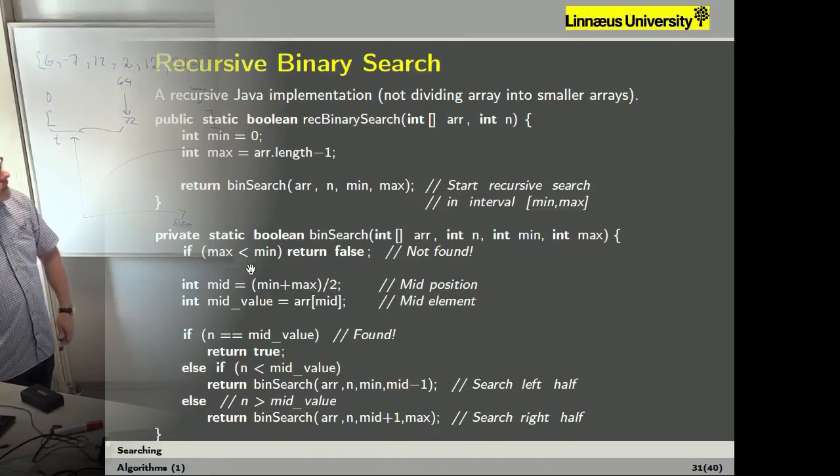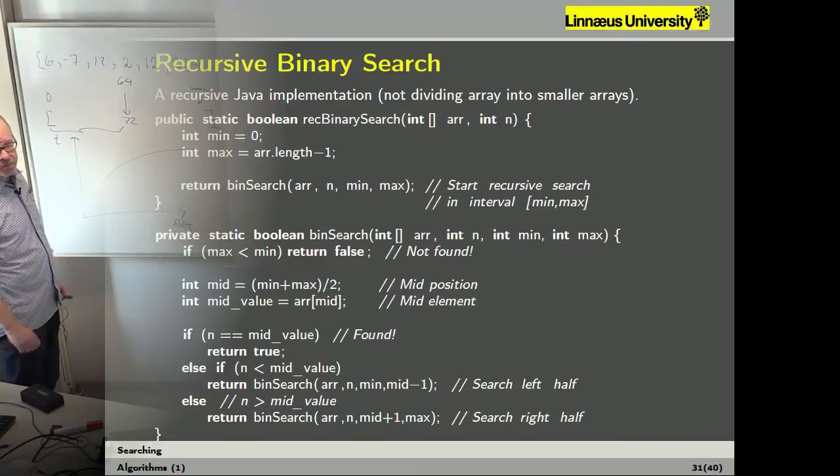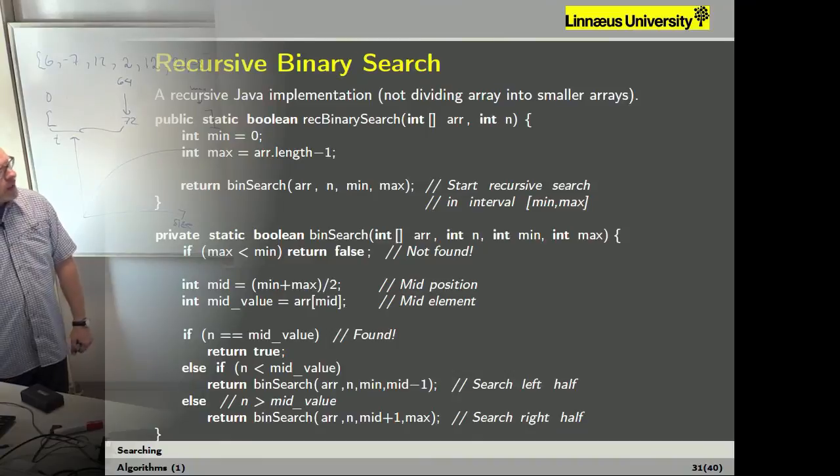If max is less than min, then we haven't found it. It's not in the list. Otherwise, compute mid position, extract mid element. If we have found it, then we return true. If the one we are looking for is smaller than the mid element, we are calling this method once again with the same input array, the same element we are looking for, the same min, but now we have changed the max to mid -1 like here. So we are repeating it with a smaller sample here. And of course the opposite if it's larger.